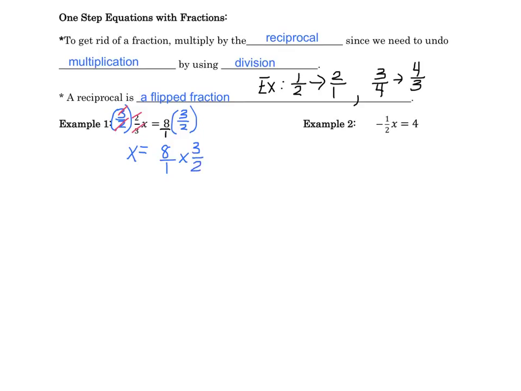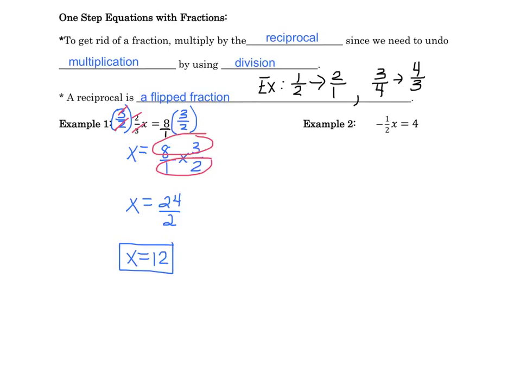When you're multiplying fractions, you want to multiply across. So you're going to multiply 8 times 3 and 1 times 2. So x equals 8 times 3 is 24, and 1 times 2 is 2. And we can still simplify this. 24 divided by 2 is 12. Therefore, x equals 12. And that is your answer.